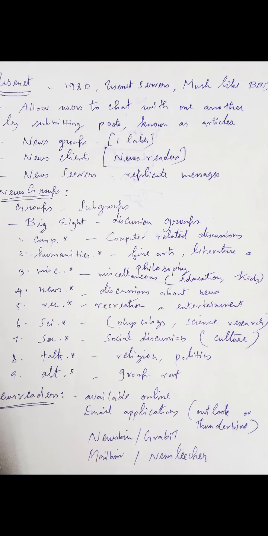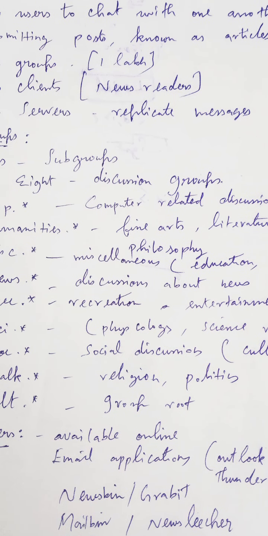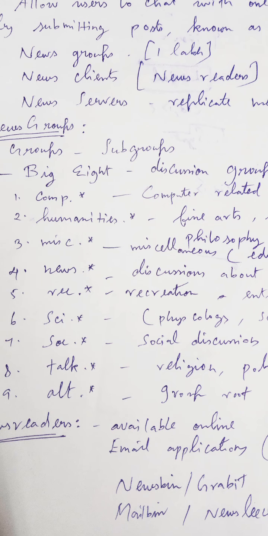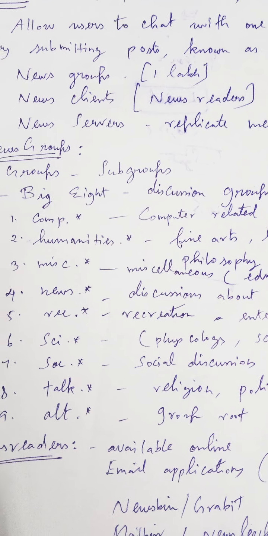Next one, which is about miscellaneous topics, in the sense, which deals with education or kids related topics, we used to call it as miscellaneous things. Next one is about news, in the sense, discussion about news. Suppose any news, suppose if you have to share, so those news could be shared using these news groups. And then you have another group named REC, which stands for recreation or entertainment.